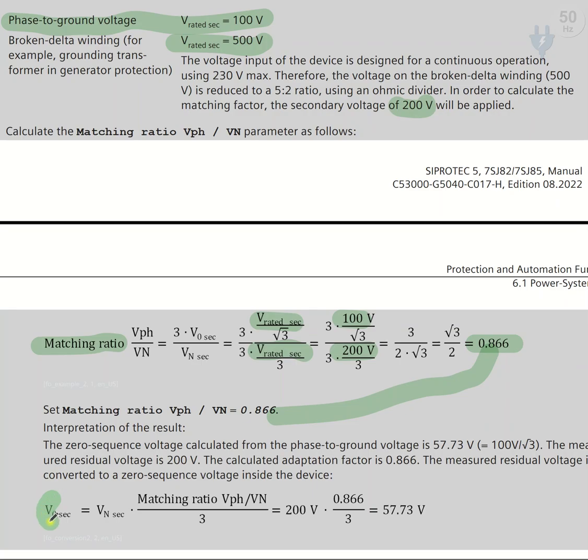Now we find this V0. V0 is equal to, according to the same formula, V0 Vn, the value of the Vn, and the matching ratio, which in this example is 0.866, divided by 3. Here we replace Vn as 200, then this matching ratio divided by 3. This one becomes the overall V0 that we found. This V0 is definitely greater than 2.5, so we multiply this V0 by 1.2, and that is the maximum operational V0 sequence.